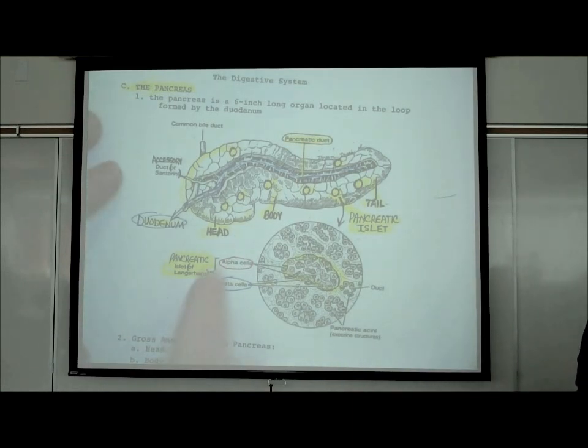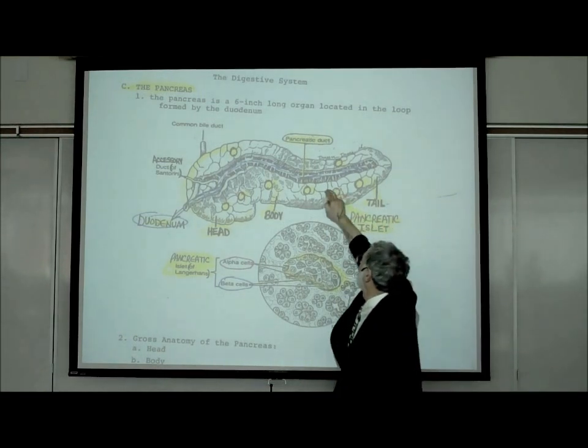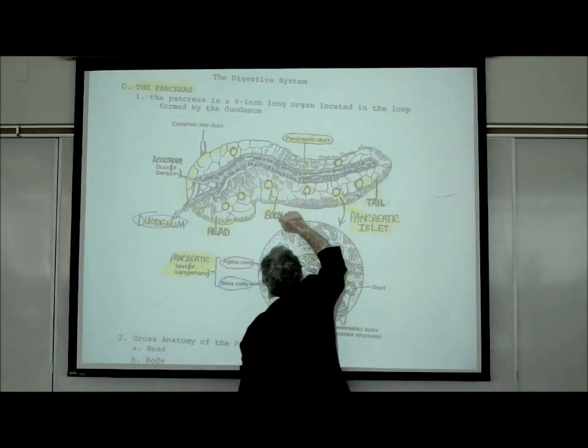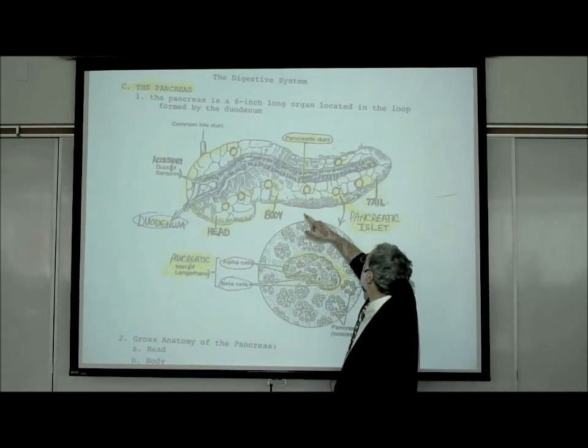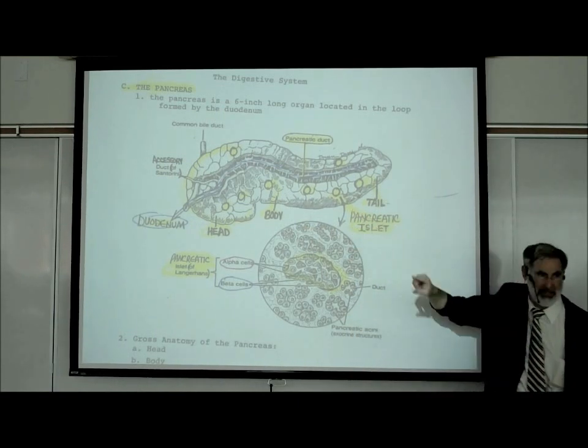Now, you'll notice I think I drew these on your picture. I drew some circles right here. These circles that I drew on the pancreas represent what are called pancreatic islets.